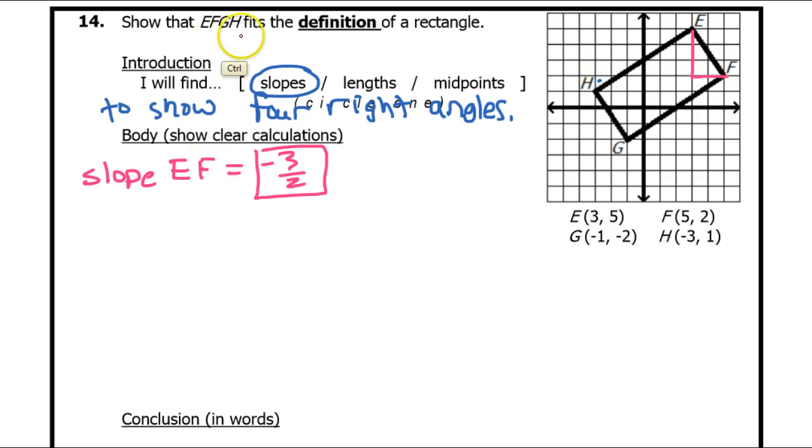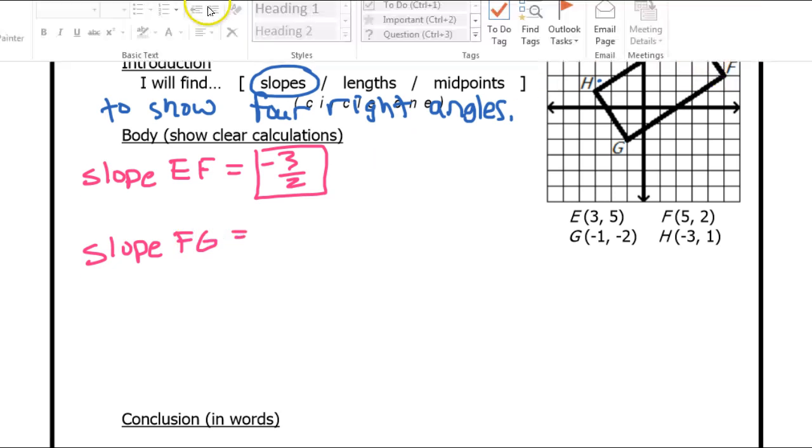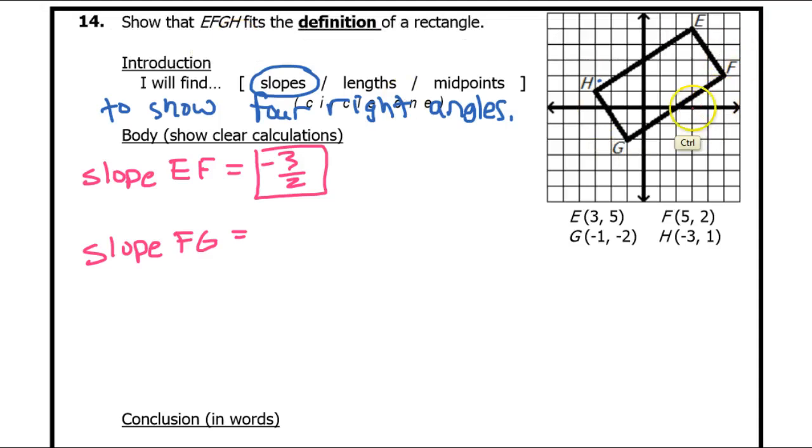Okay, now let's find slope FG. Okay, I might erase as I go to make room. Okay, FG. Let's do rise over run. So what did I just do? I went up 4 and over 6. All right, so that's 4 over 6, which reduces down to 2 over 3.